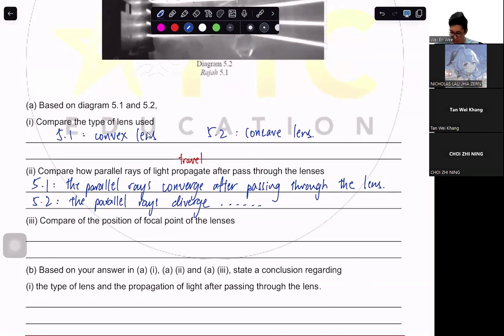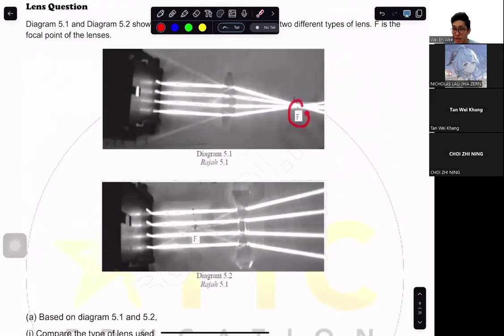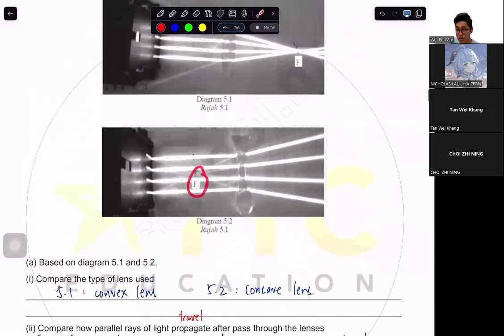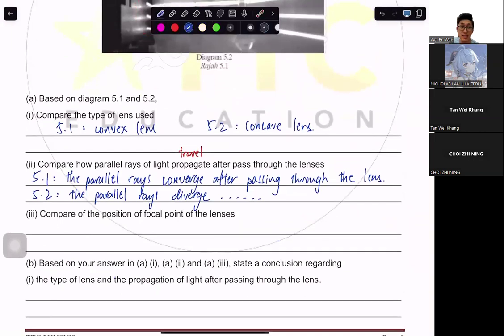All right? Okay, next, compare the position of the focal point. Where is the F? For a convex lens, the F is on the other side compared to where the light ray is coming from. The light comes from here, the F is on the other side. And then for this one, the F is on the same side as where the light is coming from.